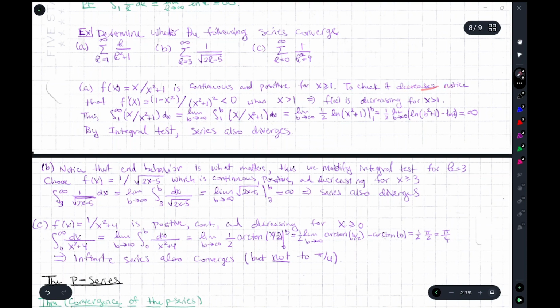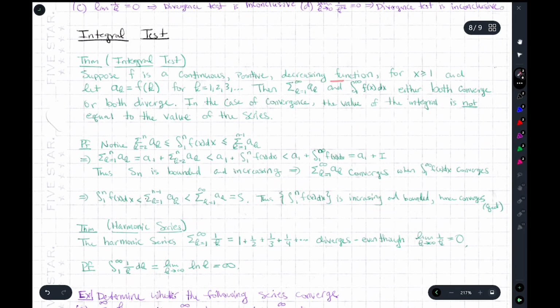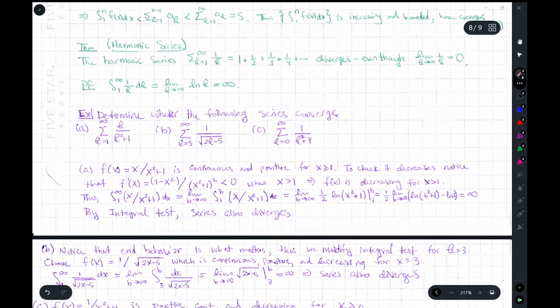We need to check that it decreases, again because of the hypotheses. That's super important, so we do need to check that it decreases. We take the derivative, and we notice that this is strictly less than 0 when x is strictly greater than 1. And so f of x is decreasing for x strictly greater than 1. We'll then integrate this function. We'll take the improper integral, take the limit as b goes to infinity of that, and we get infinity, so it diverges. And by the integral test, the series also diverges.